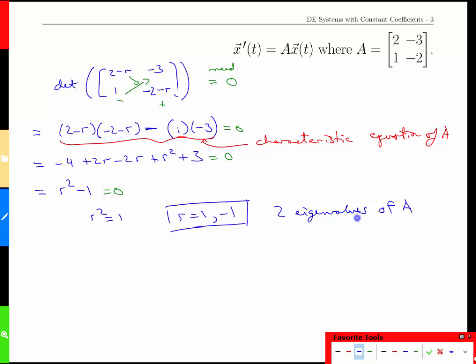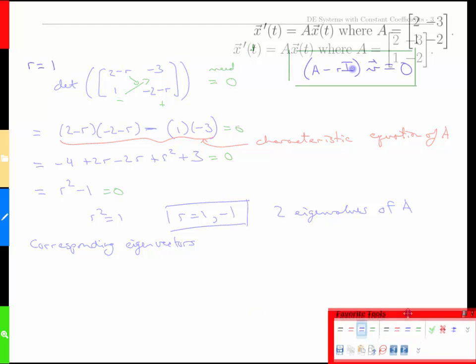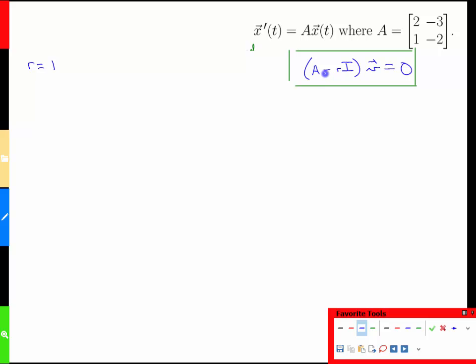Having found our 2 eigenvalues, what we need to do is find the corresponding eigenvectors next. So for each of these values, there is going to be a single vector that matches it. We'll do this on the next page. Having found an eigenvalue, what we return to is our earlier form of the equation, where A minus rI times v was equal to 0. And what we're going to look for now is to find v given r.